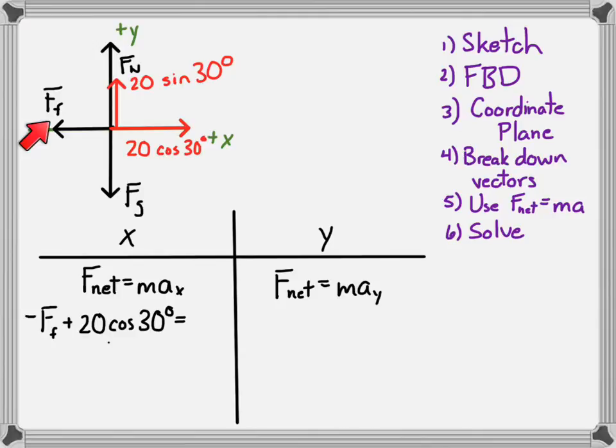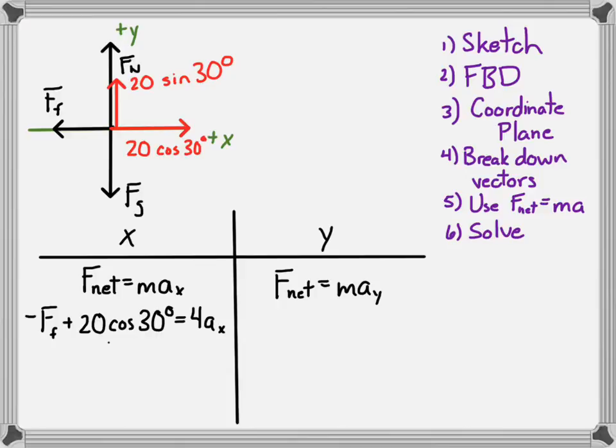So I have negative force of friction because it's acting to the left, plus this force over here, 20 cosine 30 degrees, and that is going to equal mass times acceleration. The mass of the block was 4 kilograms, so I'll put 4 in for the mass, and then I have times ax.